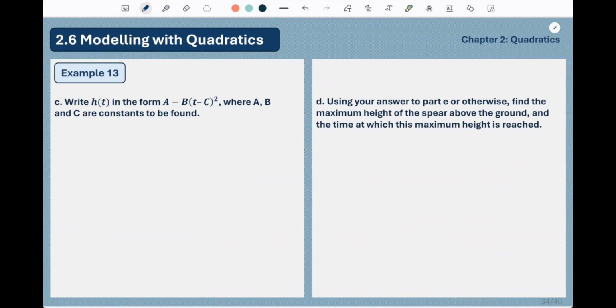We're still in the same question. So write h(t) in the form a minus b(t minus c) squared, where a, b, and c are constants to be found. So here basically they're asking us to complete the square.